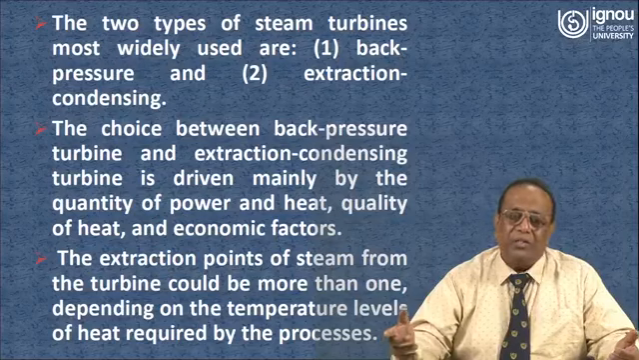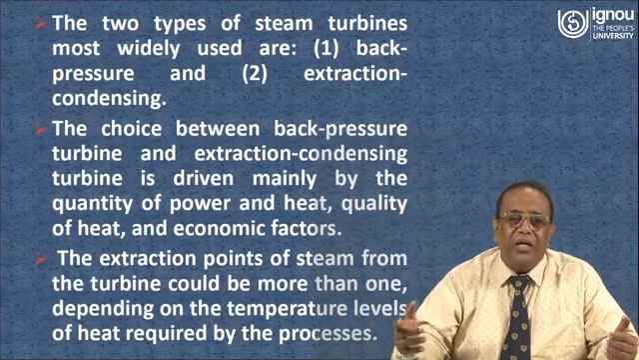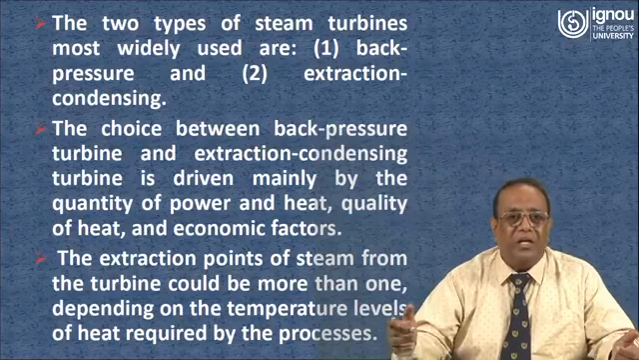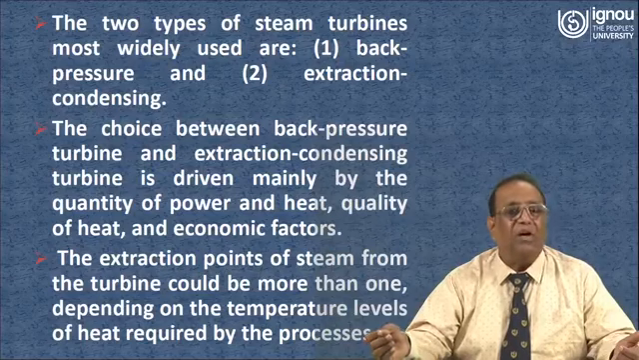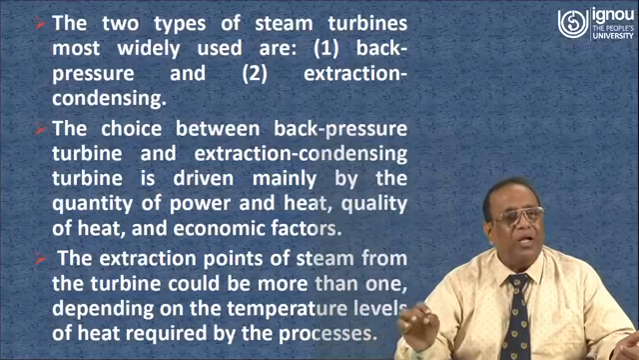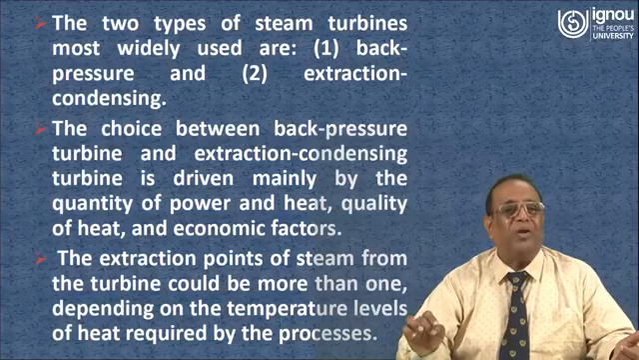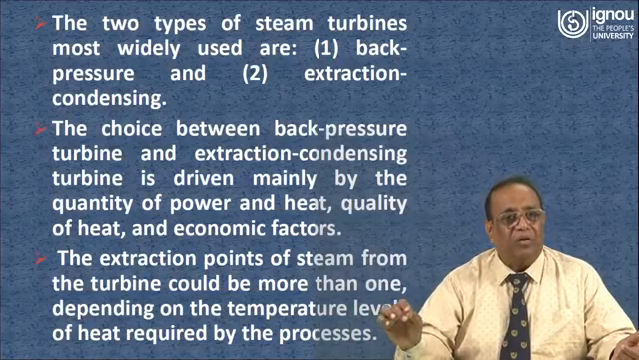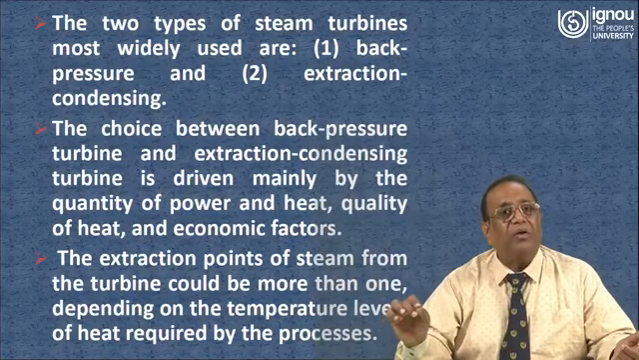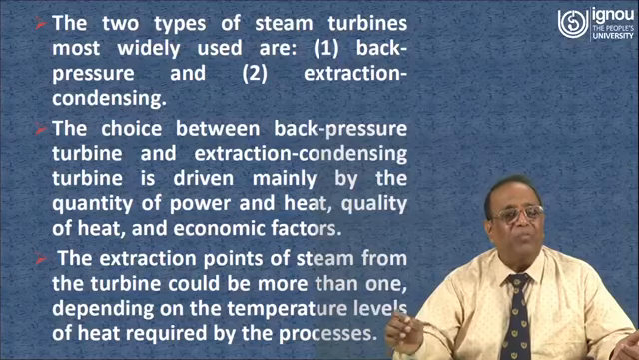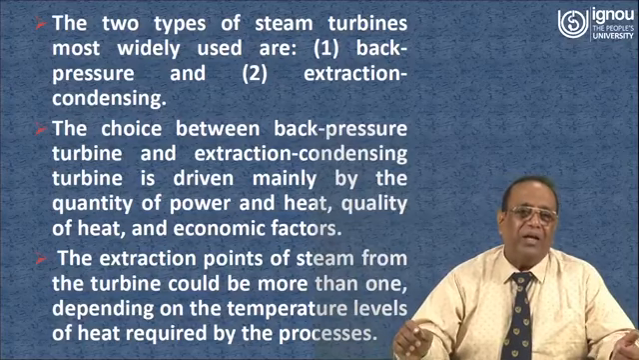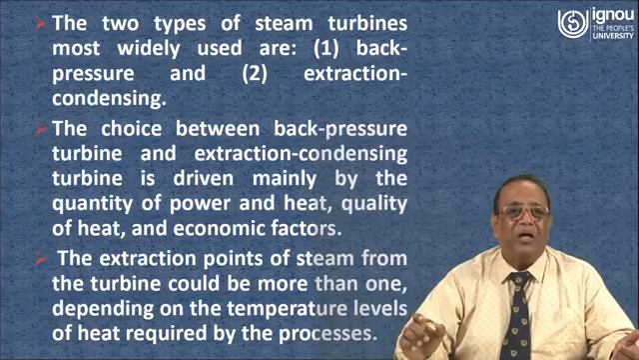Because sometimes high thermal energy is required. So, in that case we have to tap the steam as per the requirement of heat for the process industries. So, we have to extract steam from the turbine at a particular point which supplies the heat or thermal energy as per our requirement. As per our requirement we have to extract the steam from different points of the turbine in the case of the extraction condensing process.